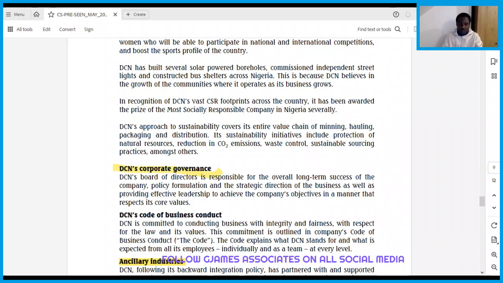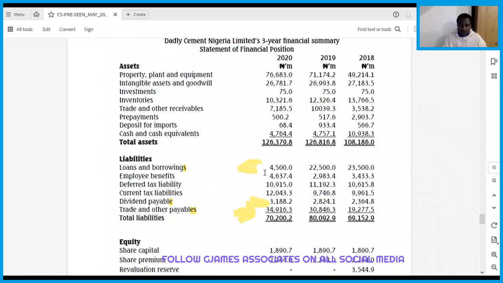Let us go into a bit of analyzing the financials now. We could be asked to analyze financials. Okay, I hope you can see this. I hope it's still displaying very well.